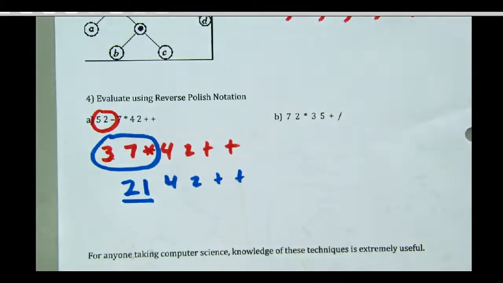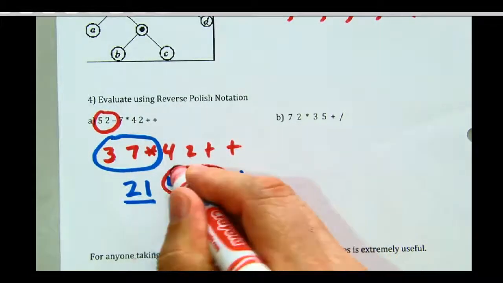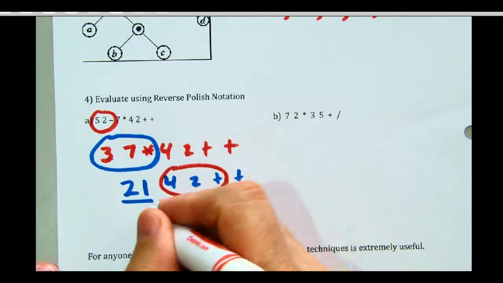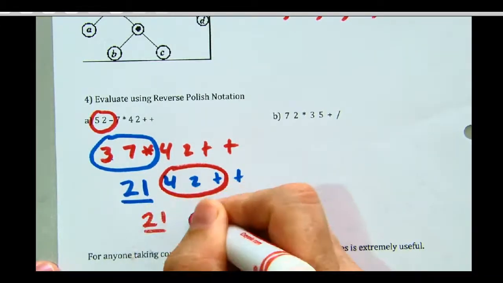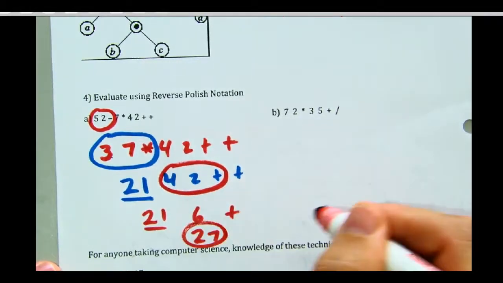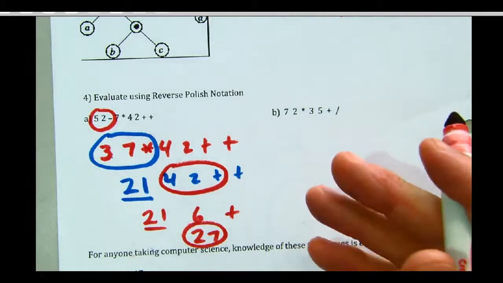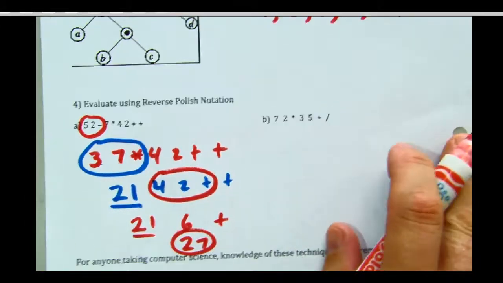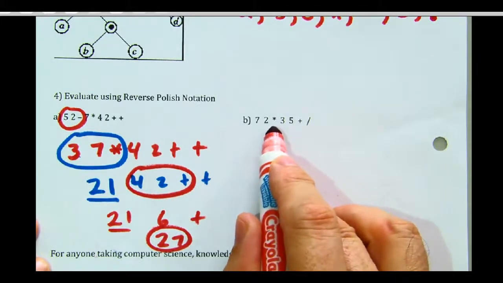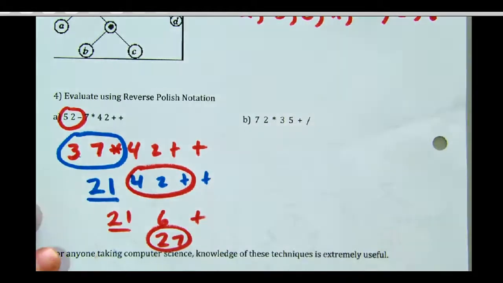Then the next step, go from left to right, see the first symbol, and then I'm going to do 4 plus 2 there. That would give me a 6. So right now I have a 21, 6 and a plus. Add those together, I get 27. So that's my answer. So that's the evaluation that you need to do for a reverse Polish notation. Try this one here. Go to the first symbol and apply it to the 2 previous to that. Go ahead and try that.